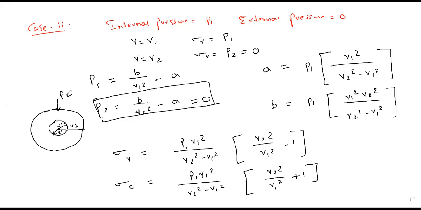So if pressure P2 is 0, what happens to R2? R1 and R2 are constants. They always depend on the thick cylinder's dimensions, so they are based on the thickness of the cylinder. Your R1 and R2 will vary accordingly, based on the thickness of the cylinder. So this is the case where the cylinder has internal pressure but external pressure is 0. With respect to that, how can you evaluate your radial stress and circumferential stress? We are understanding that from this.